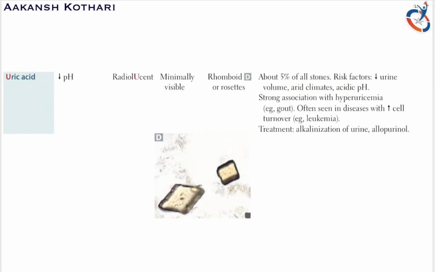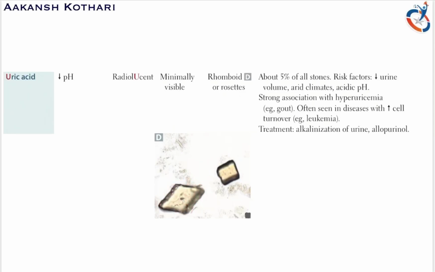Now, since it is the precipitation of uric acid, there will be a decrease in the pH. Since it is an acid, it is radiolucent. Remember, if you see a radiolucent stone in a CT or an X-ray, which is minimally visible, it is a uric acid stone. What is the shape of this stone? This is a rhomboid shaped stone. This is a rhombus or a rosette shaped stone.